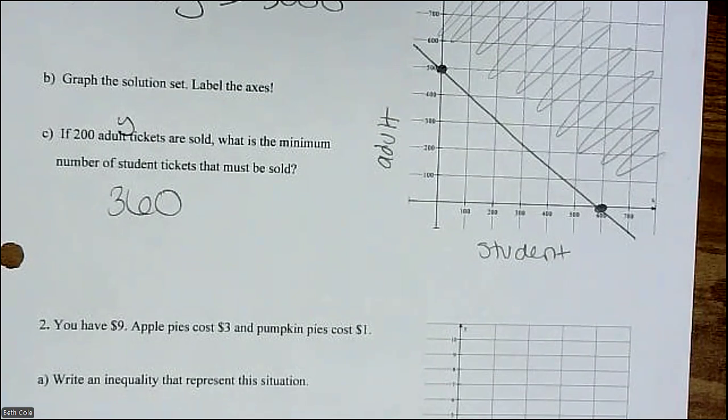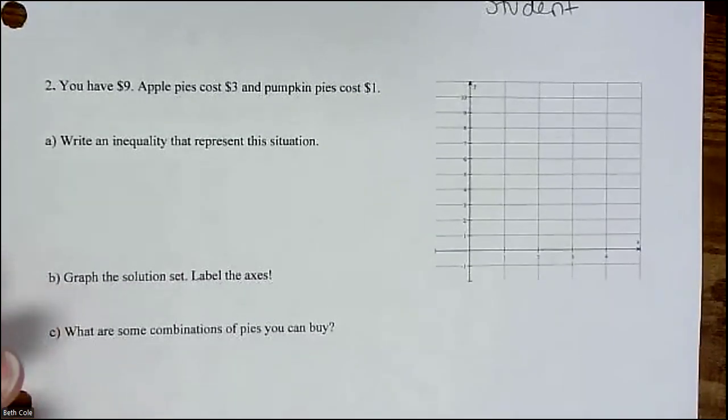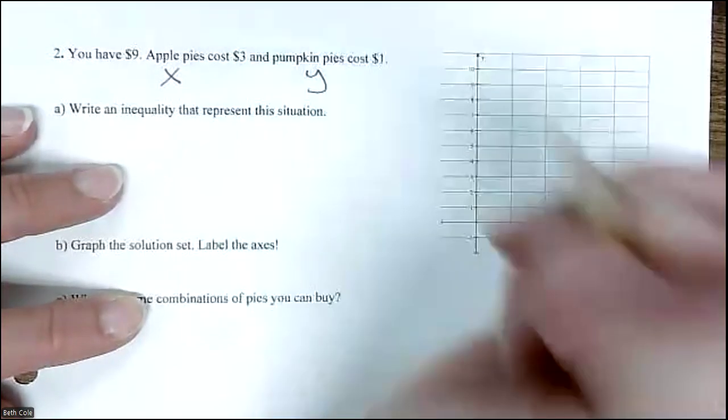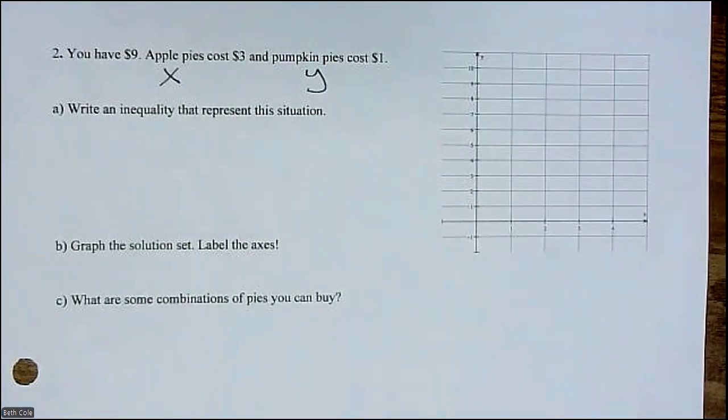Let's try another one. This one's about pie. All right, it's fall time. We've got apple and we've got pumpkin. I'm going to call apple X and pumpkin Y. You've got two different things going on.